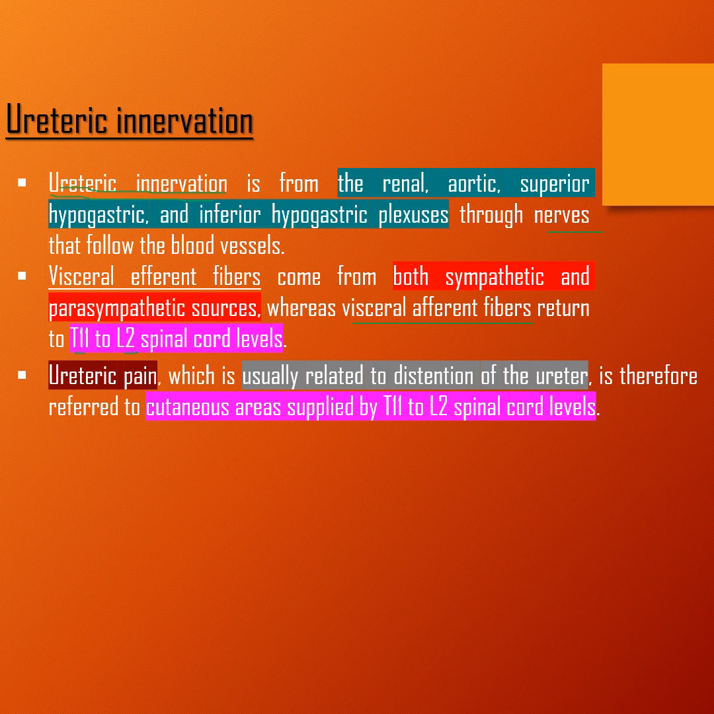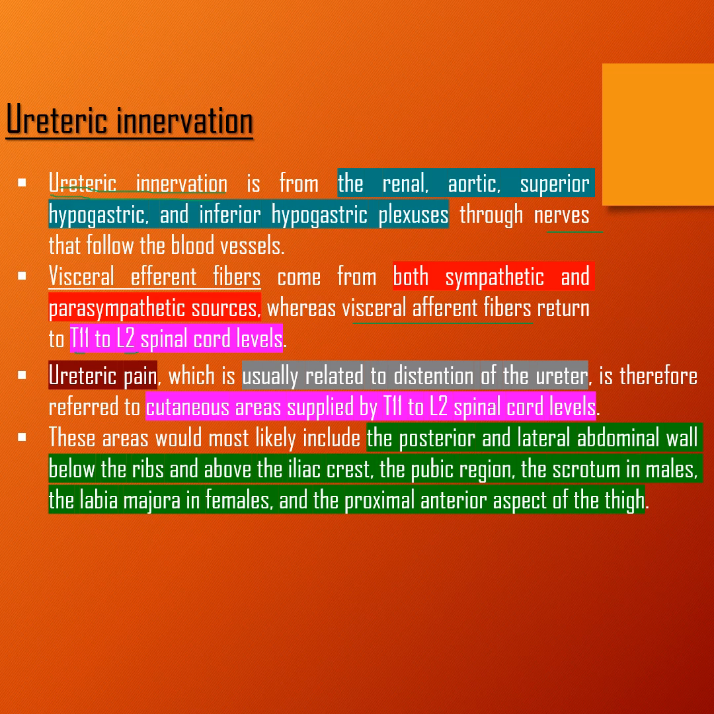Ureteric pain, which is usually related to distension of the ureter, is therefore referred to the cutaneous area supplied by T11 to L2 spinal cord levels. This area would most likely include the posterior and lateral abdominal wall, below the ribs and above the iliac crest, the pubic region, the scrotum in males, the labia majora in females, and the proximal anterior aspect of the thigh.